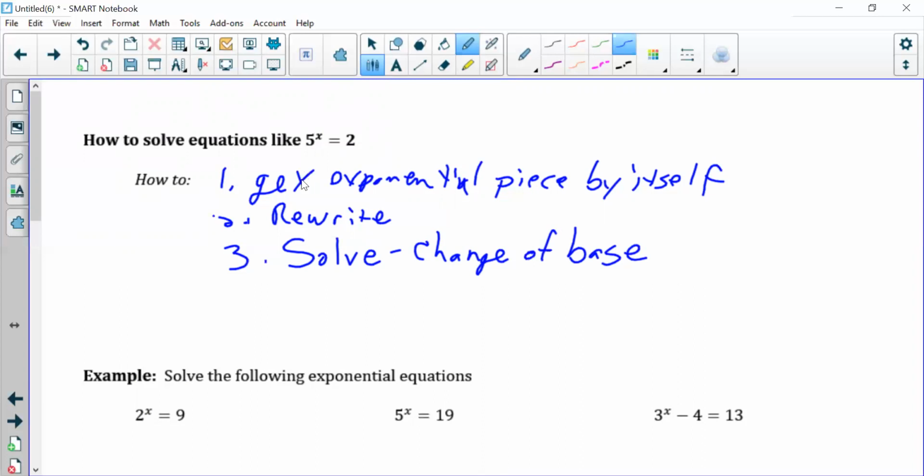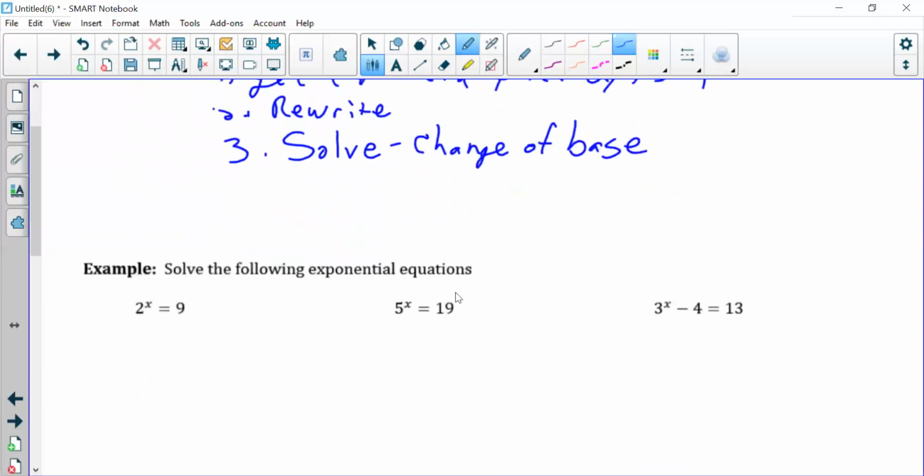Let me clean this up. That says gex. It should say get. There we go. All right, so let's look. Number 1. All right, the exponential piece is by itself. I can't do anything with that x up in the air, so let's rewrite this as a log. So once again, when we rewrite it as a log, we switch these places. This reduces to a subscript. We add the word log. So log base 2 of 9 equals x.